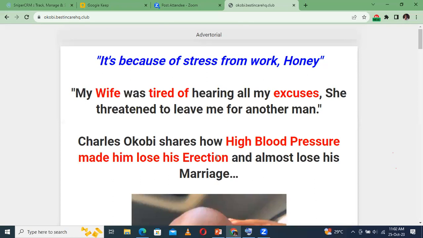Sir, concerning the names and the pictures we will be using in our copywriting, is there something we're going to do as far as that is concerned? Because probably like this one, you wrote Charles Okobi. What if somebody is actually using that name? I don't know how to put it. Like those names, how do we make them up? Then the pictures, sir.